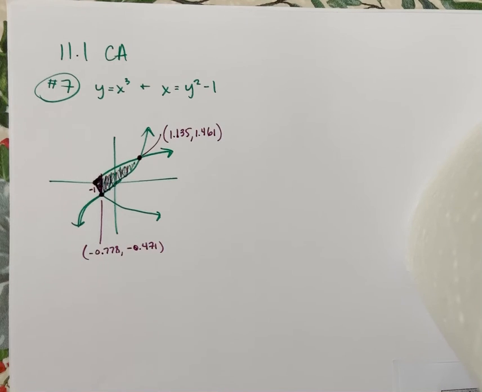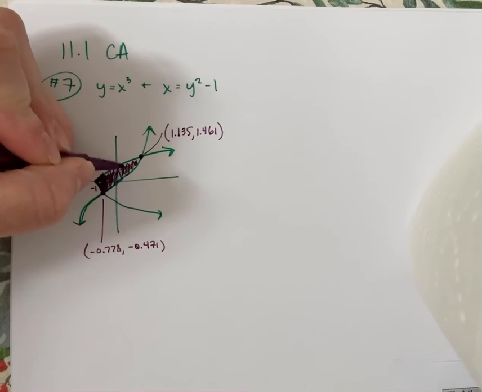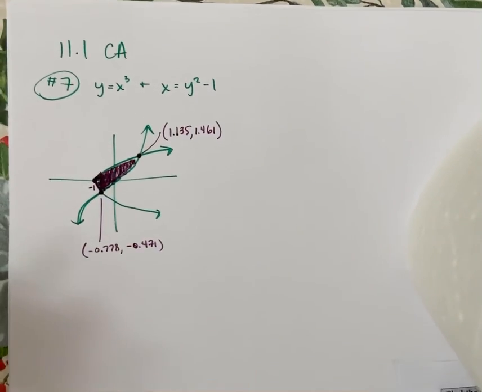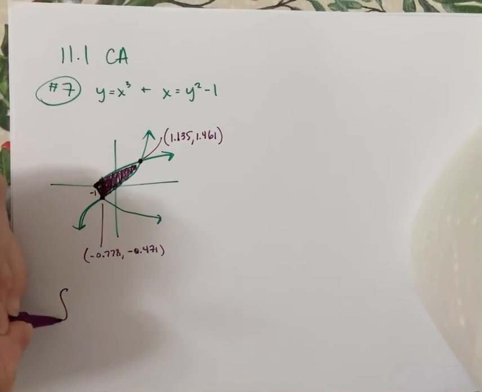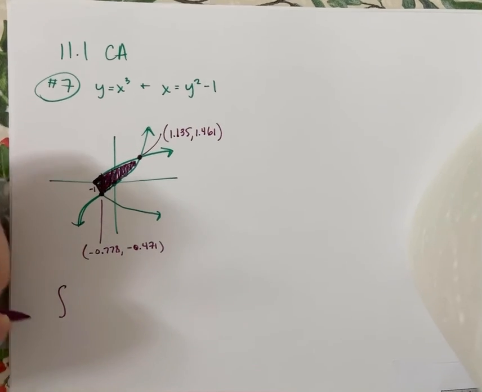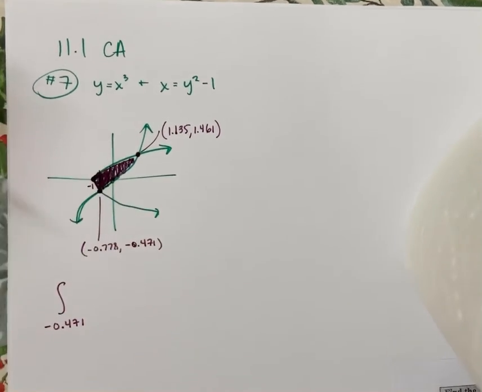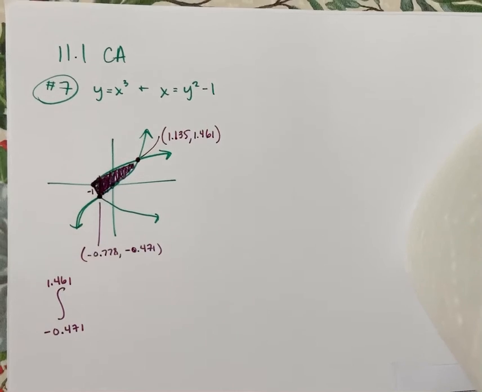So I don't think I'm going to do it that way because I don't want to confuse anybody. What you do need to recognize is that you want to find the area, the shaded region here, with respect to y. So if we do this with respect to y, when we integrate, we're going to want our lowest y value to our biggest y value. So we're going to integrate from -0.471 to +1.461.